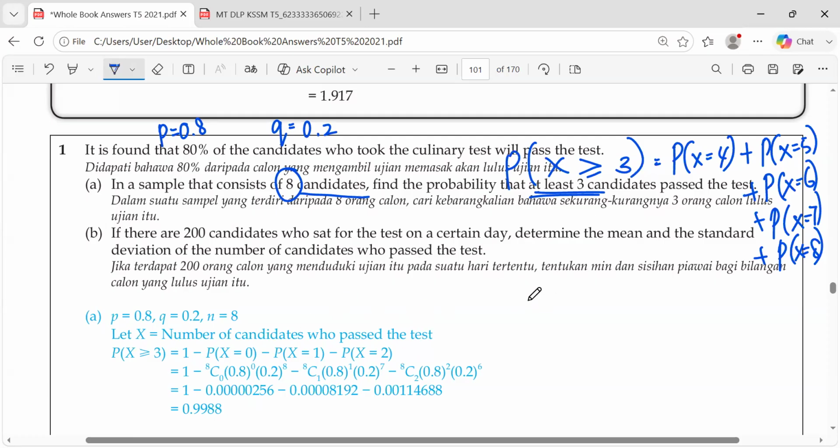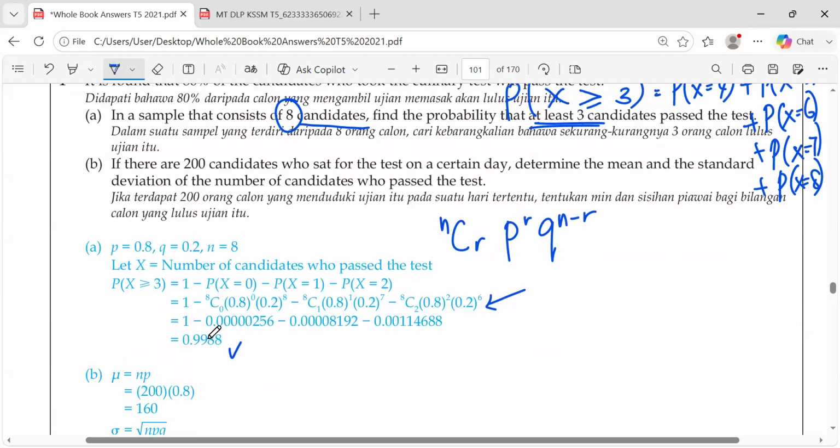Okay, there are two methods to solve, but you have to substitute nCr, p to the r, q to the n minus r, where n is 8. For this one, r is 0, so the probability for the first one is 0.2 to the 8. Then for 1, substitute 1 inside and 7 inside, because 8 minus 1 gets 7. Then 8C2, and then this 0.8, because the P is 0.8. Using the calculator, you will get the answer. Please write your answer in 4 significant figures.